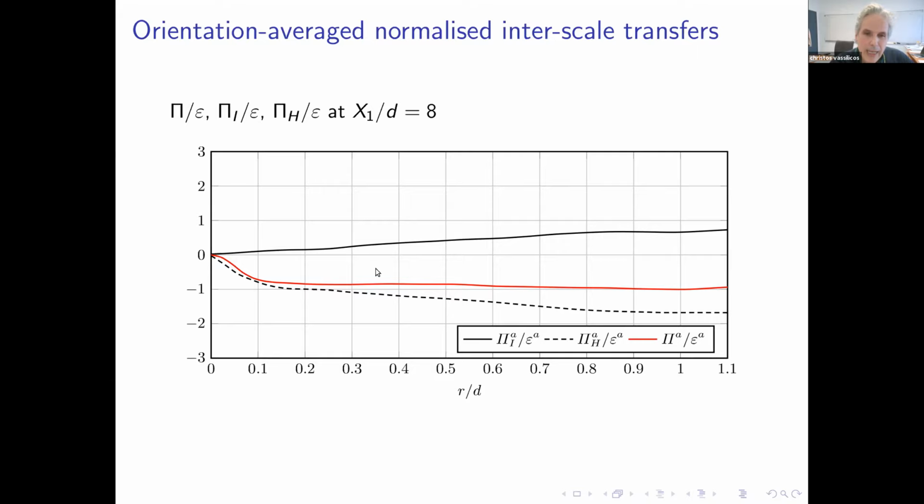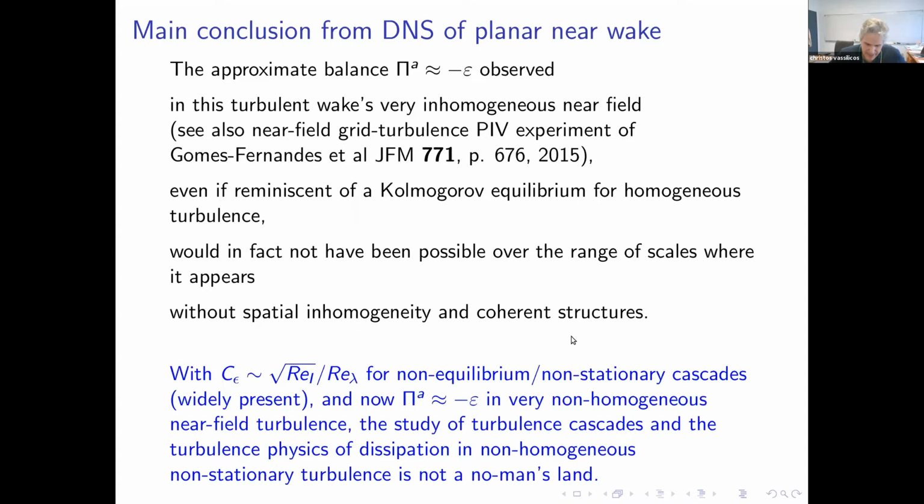So this is my conclusion from the third part of my talk. The conclusion is that we have an approximate balance. So it is approximate that this orientation average interscale transfer rate of the fluctuating velocities is roughly equal to dissipation. And this is observed in these turbulent wakes, planar wakes, very inhomogeneous near field.